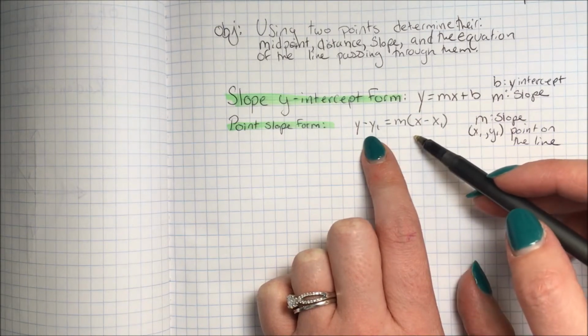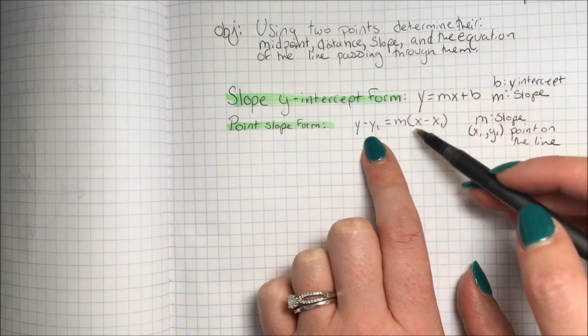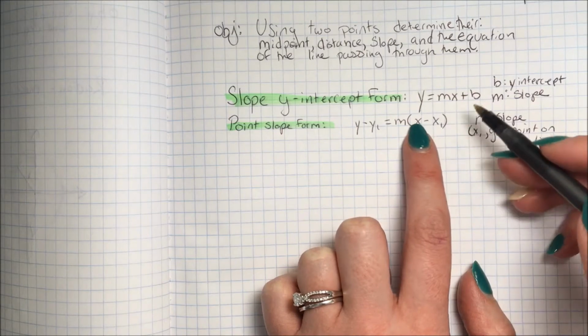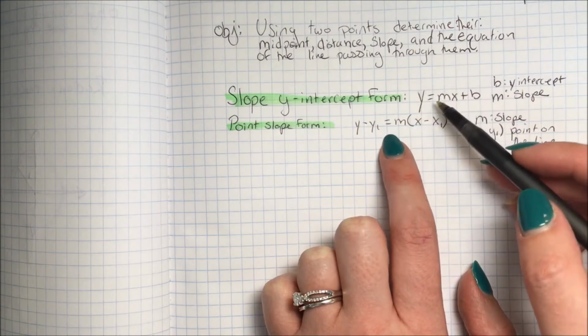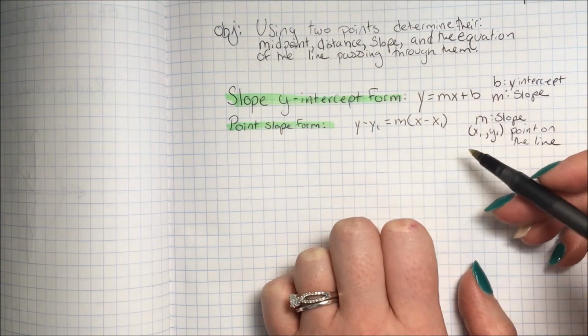Now, I don't like using point slope form personally. I think it's a lot to remember. I always end up using slope y-intercept form, y equals mx plus b. And I can show you how we can get around not ever using this one.